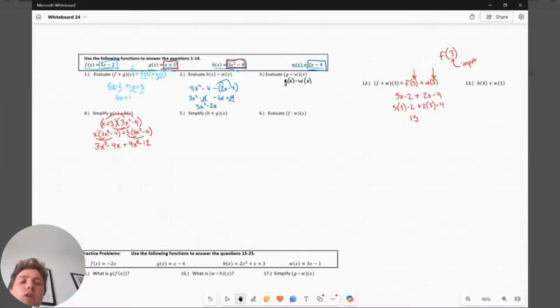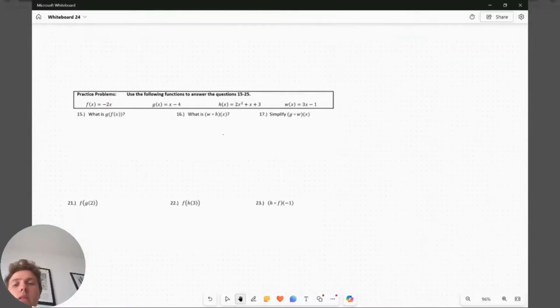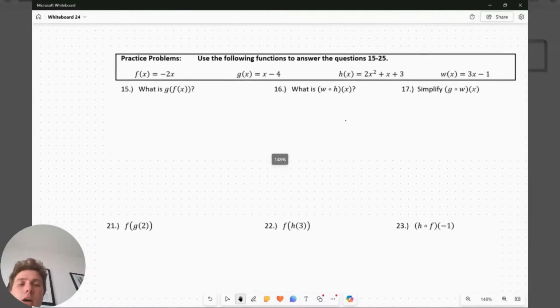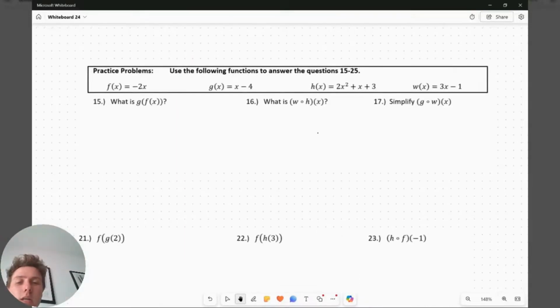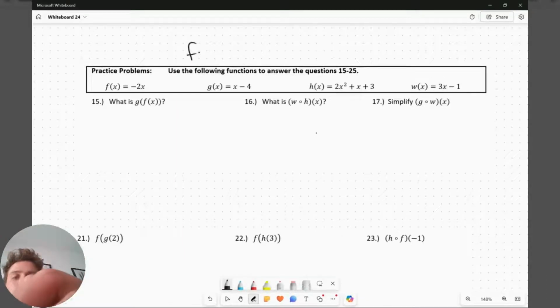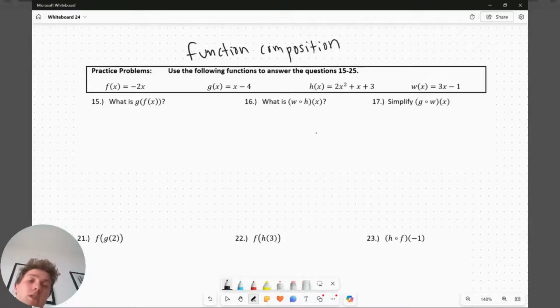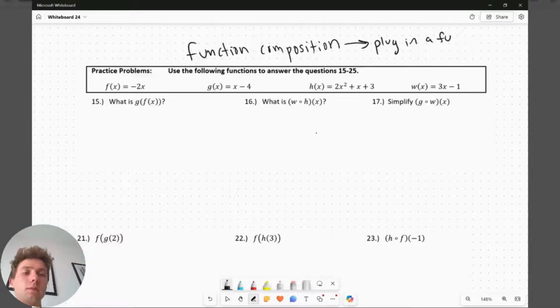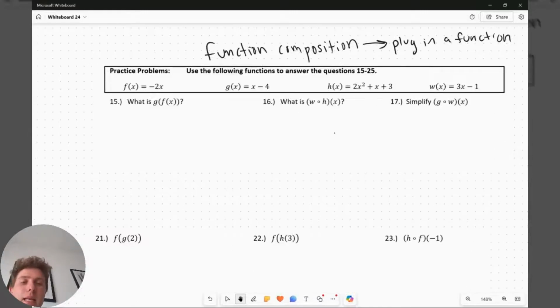We could make these problems more challenging and do multiple operations at the same time. We'll look at more of that when I return. However, let's get into the second part of this. At our level, the new thing that we're learning is what's called function composition, or composition of functions. Well, function composition means that you are plugging in a function into a function. And that might sound kind of weird, so let's break that down.